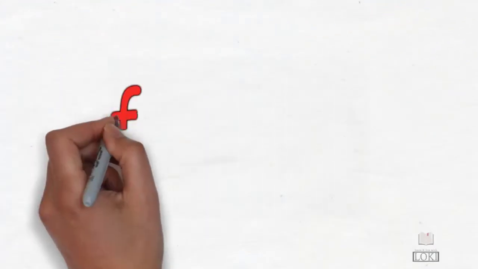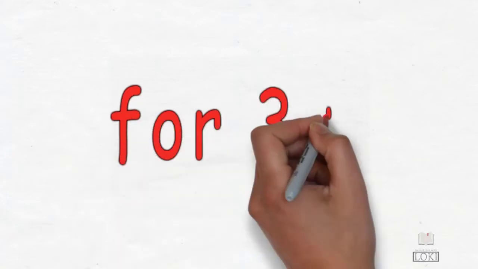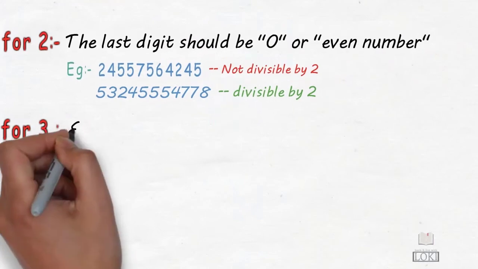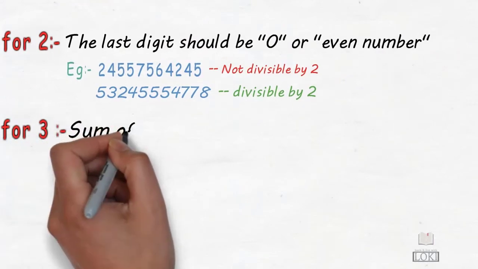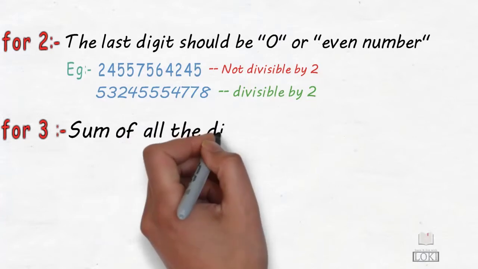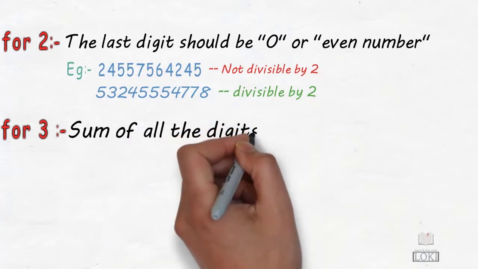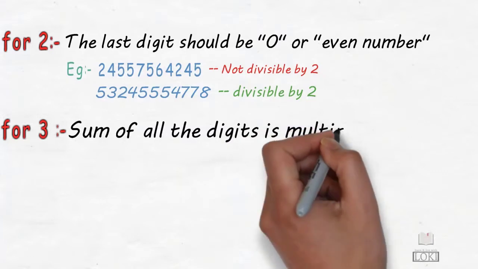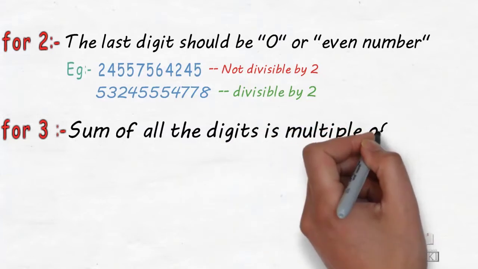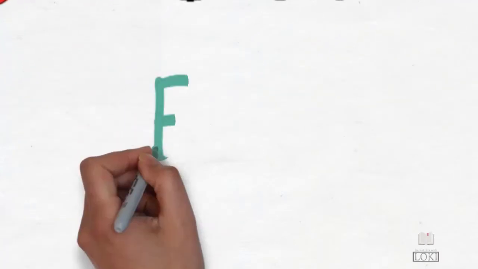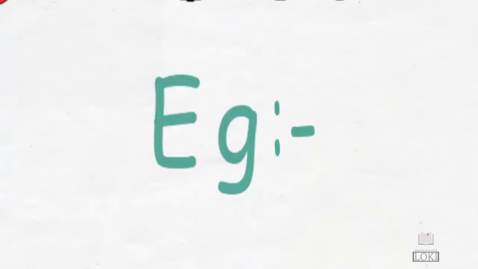Now let's see the divisibility rule for 3. For 3, it is very simple. We just need to add all the digits and check whether the sum is a multiple of 3 or not. That means a number is divisible by 3 only if the sum of all its digits gives a multiple of 3. For a better understanding, let's see an example.